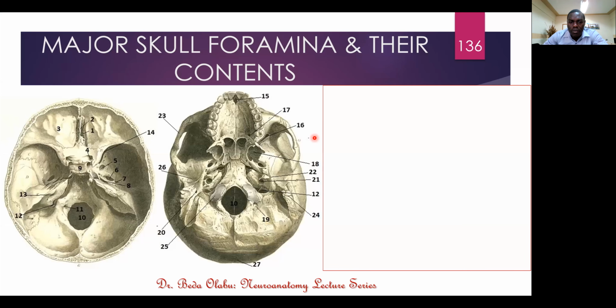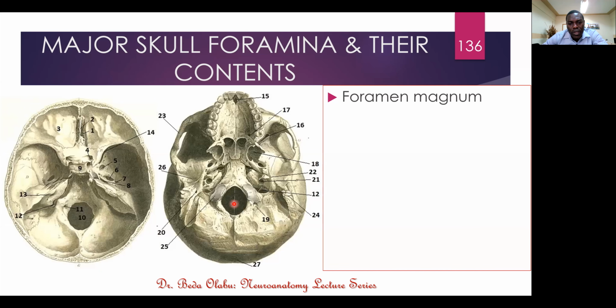So these are the foramina of the skull. This is foramen magnum. The foramen labeled 10 is foramen magnum. Foramen magnum is where the spinal cord will go through. That is also where the meninges that cover the spinal cord will go through. And so that's the correct answer for question 1.